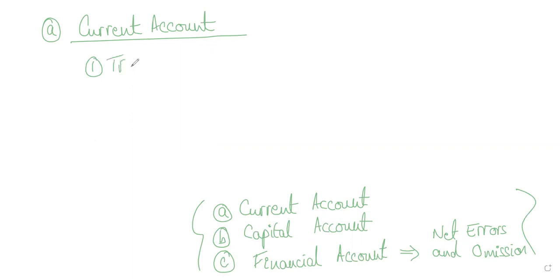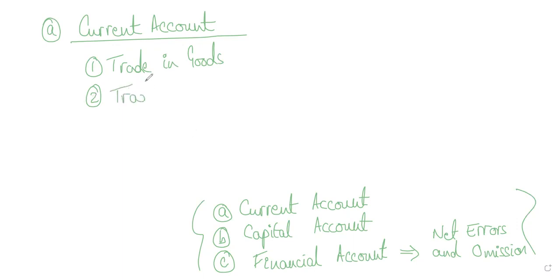What are those? Let's first list these and then we'll discuss. Trade in goods. Then you have trade in services. So trade in goods basically includes exports and imports of goods. What are goods? Goods is anything that is tangible, that you can touch, that you can see, right?